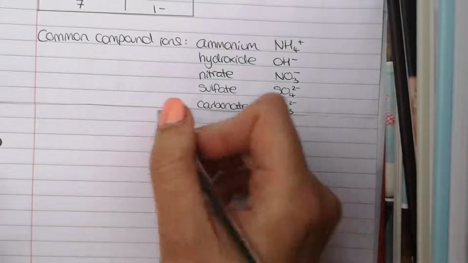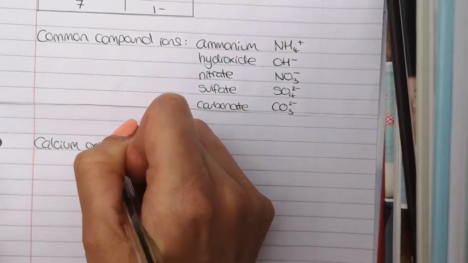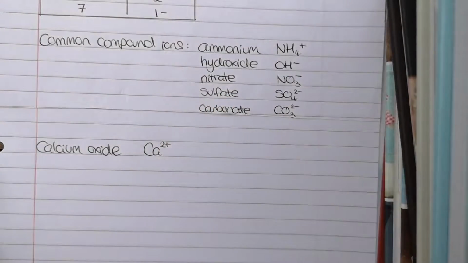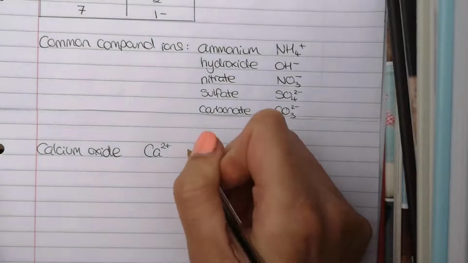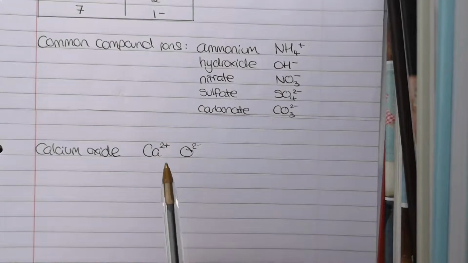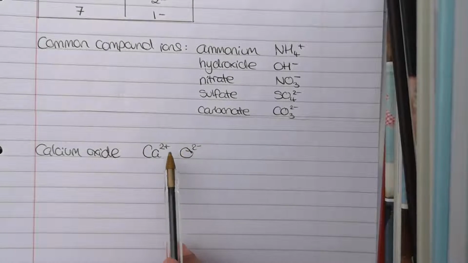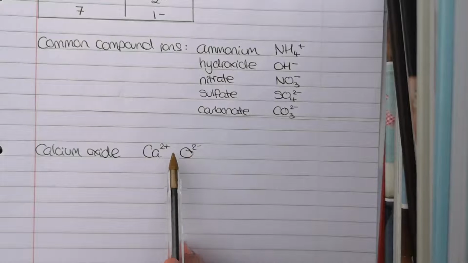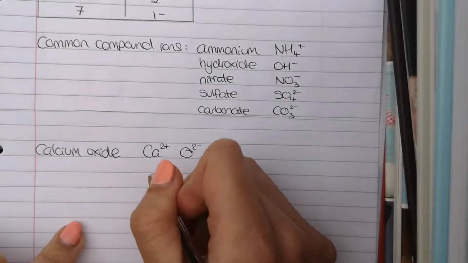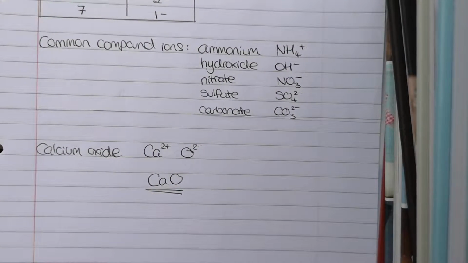So I'm going to start us off with calcium oxide. Now calcium is in group 2 of the periodic table, so it's a Ca2+ ion. Oxygen is in group 6, so it forms a 2- ion, the oxide ion. What you're looking for when making your chemical formula is that the charges cancel out, so you want the same number of positives as negatives. In this case we've got 2 positive charges and 2 negative charges, so we just need one of each, and the formula for calcium oxide is CaO.